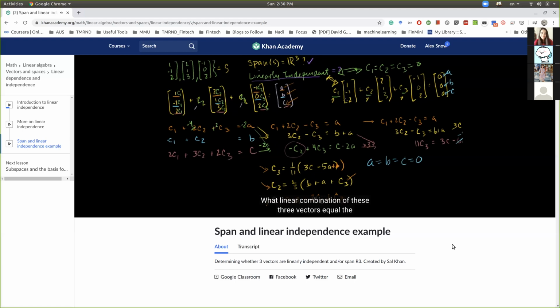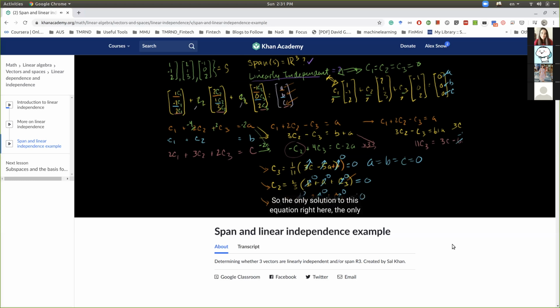What linear combination of these 3 vectors equals the 0 vector? Well, if A, B, and C are all equal to 0, that term is 0, that is 0, that is 0. You have 1/11 times 0 times 0 minus 0 plus 0. That's just 0. So C3 is equal to 0. We already know that A is equal to 0 and B is equal to 0. C2 is 1/3 times 0, so it equals 0. Now, what's C1? C3 is 0, C2 is 0, so 2 times 0 is 0. So C1 is just going to be equal to A. What I just said, A is equal to 0.